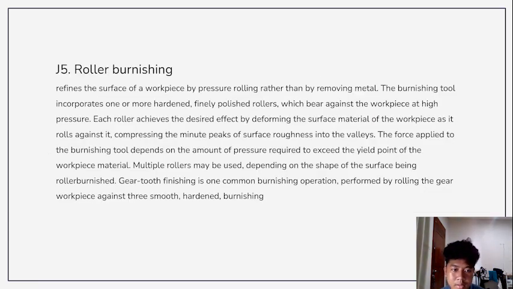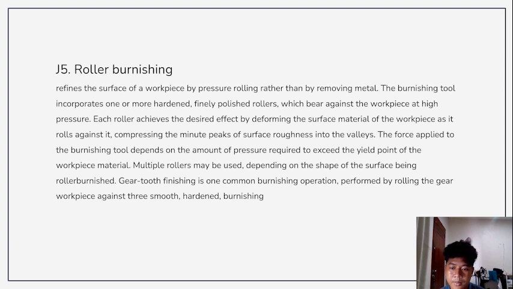Next one is roller burnishing. It refines the surface of the workpiece by pressing and rolling, rather than by removing metal. The burnishing tool incorporates one or more hardened, finely polished rollers, which bear against the workpiece at high pressure. Each roller achieves the desired effect by deforming the surface material of the workpiece as it rolls against it, compressing the minute peaks of surface roughness into the valleys.